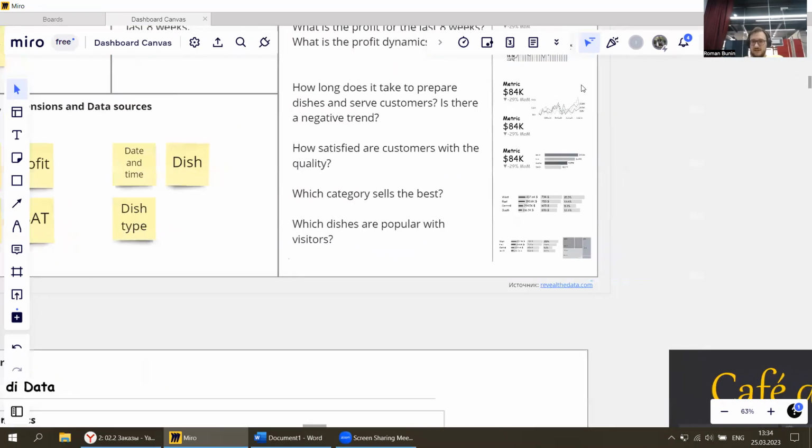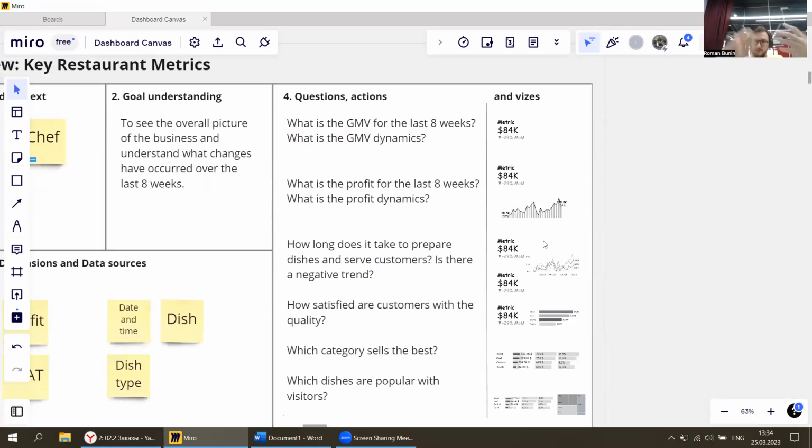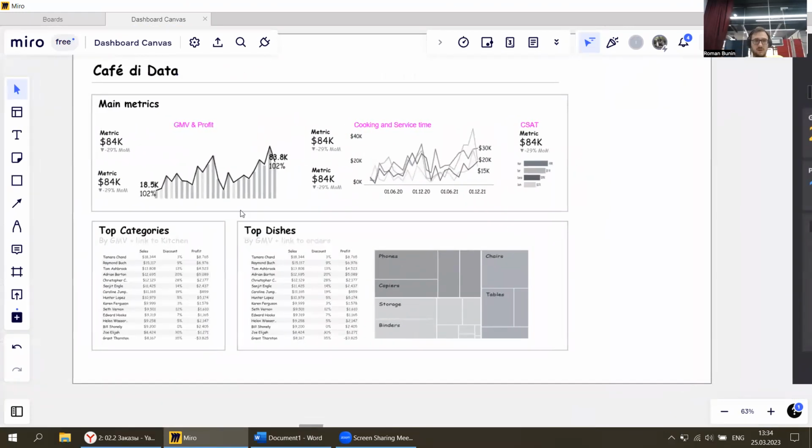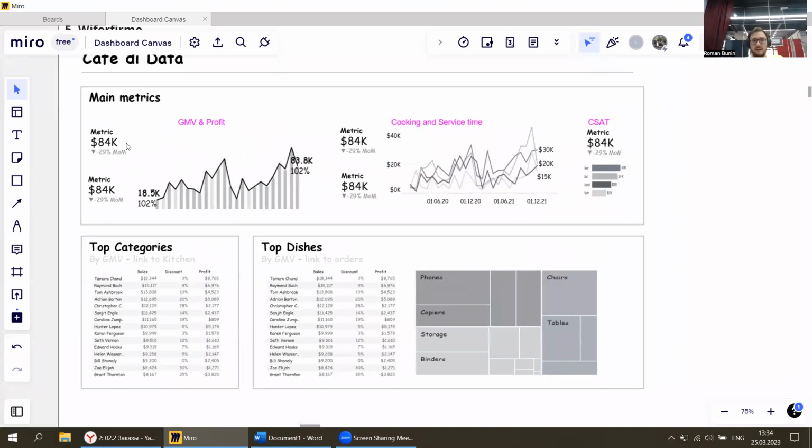So when we have this list of questions, we can put it in one place, on one page, something like that. And it is not a dashboard itself. It's just understanding which chart is going to be placed there, and what metrics are going to be used.